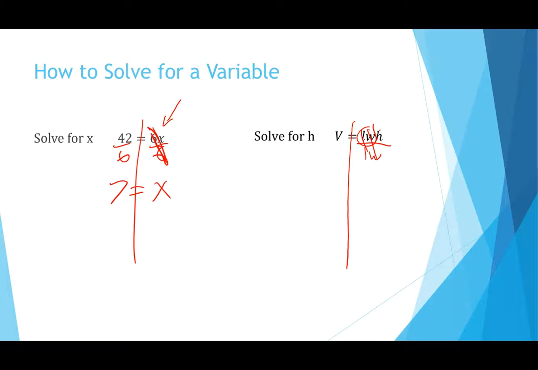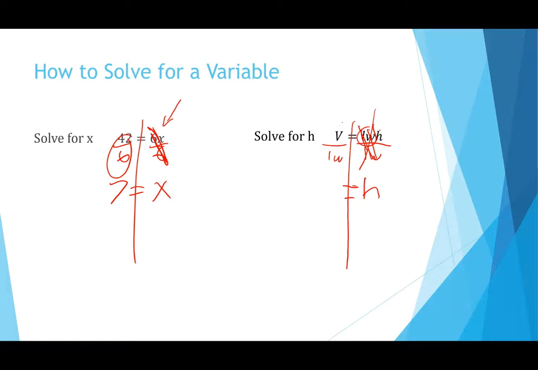But of course, just like you did it with the 6, you have to do it on both sides. So if I divide by LW here, I have to divide by LW here as well. It kind of looks like 1W, but it is LW. So when that happens, the LW over on this side are all gone. We are just left with that h.